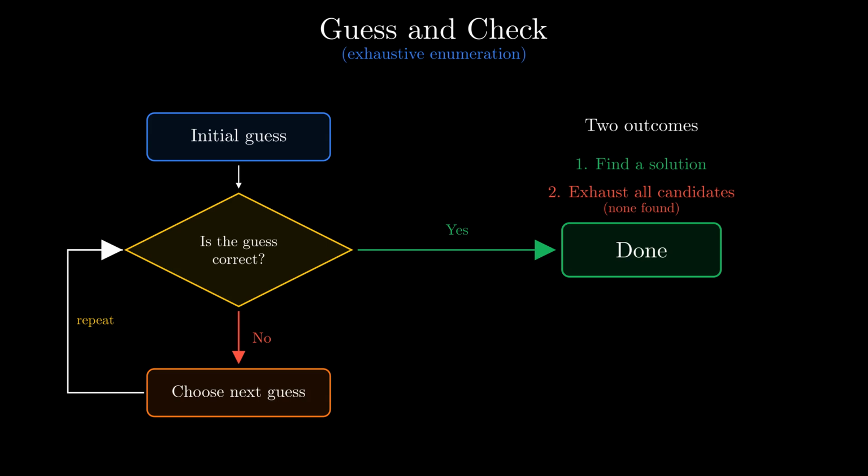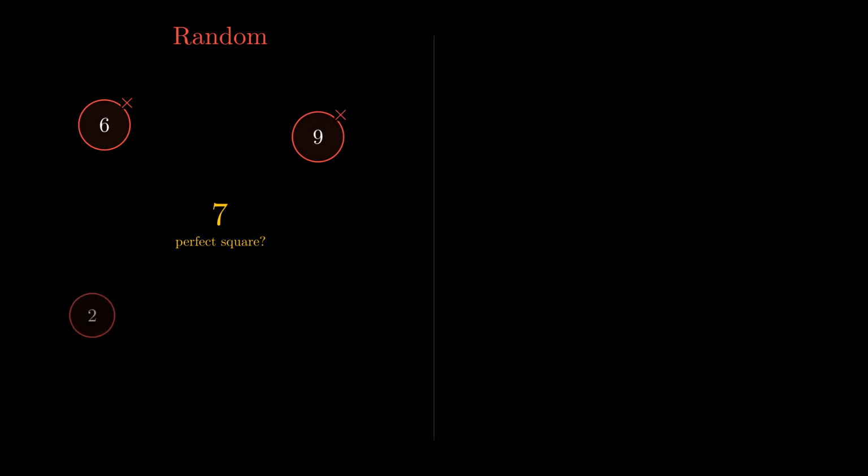That second outcome is subtle. Failing to find a solution doesn't prove none exists. It only means that among these particular values we checked, none worked. Suppose we want to know whether 7 is a perfect square. We could just guess randomly. Try 6, not the root, try 9. Not it. Try 2, no, try 0. Obviously not. We could keep flailing like this forever, but it's wasteful.